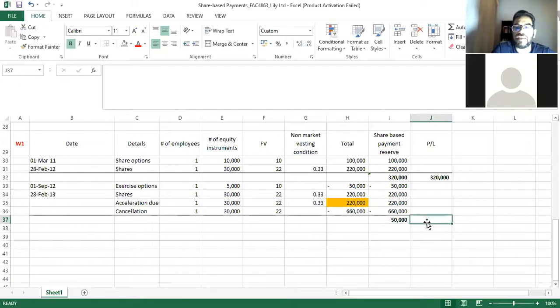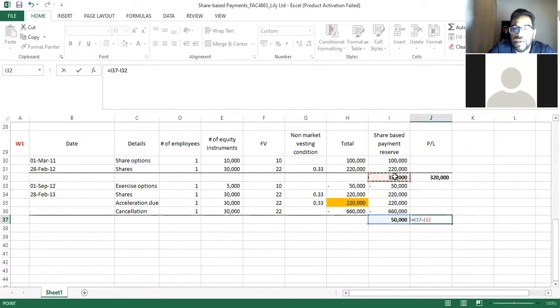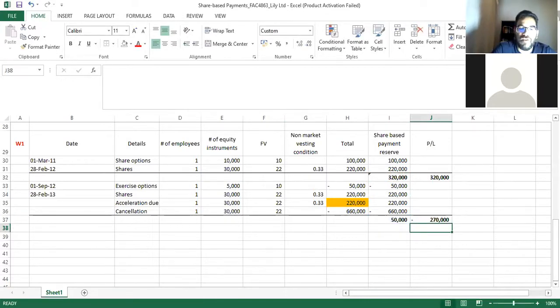Now we want to get the profit or loss amount. Remember, how do we get the profit or loss amount? It is equal to closing balance minus opening balance. So therefore, we will have 270,000 Rand that will basically go through the share-based payment reserve.